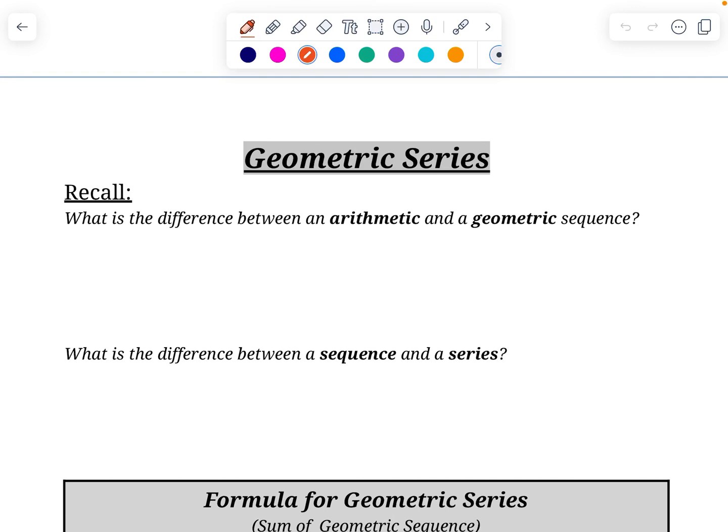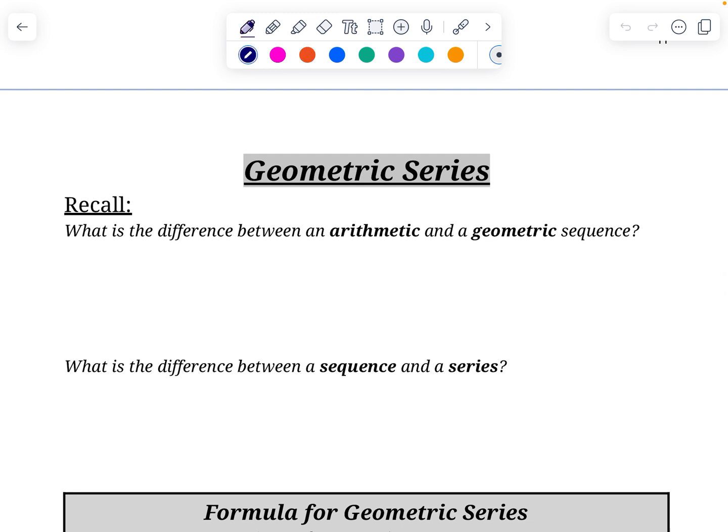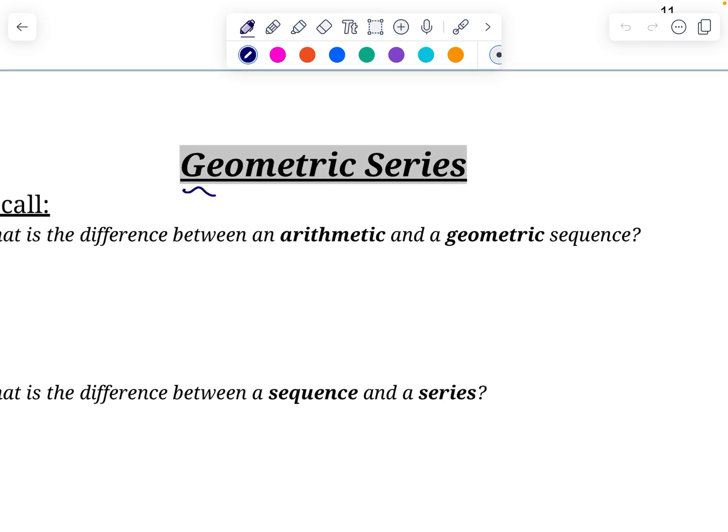Hey everybody, Mr. Covey here, and this is on page 12 of your note packet. What I'm going over with you here is geometric series. Please pay attention to the vocab here. We have two different things that it's designating. It's designating that we're talking about something that follows a geometric pattern as opposed to an arithmetic pattern, and then it's a series as opposed to a sequence.